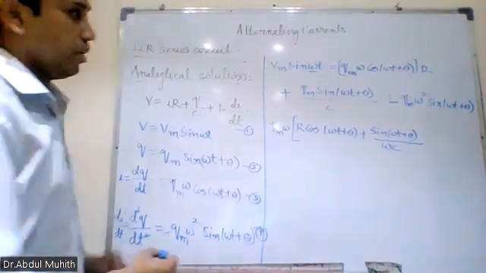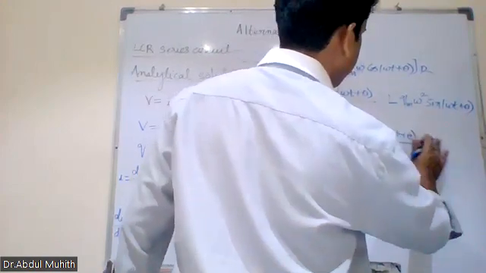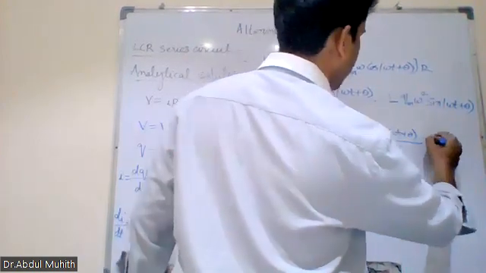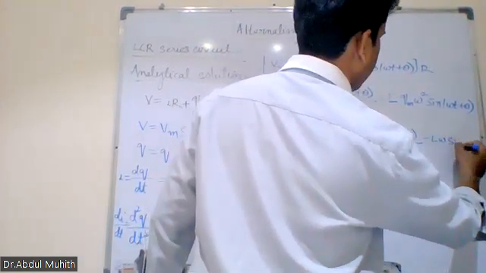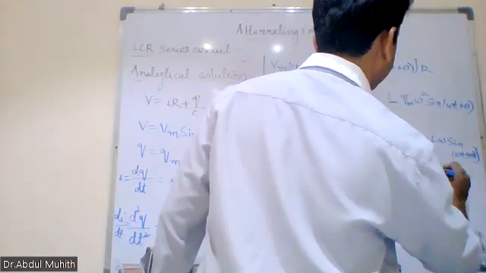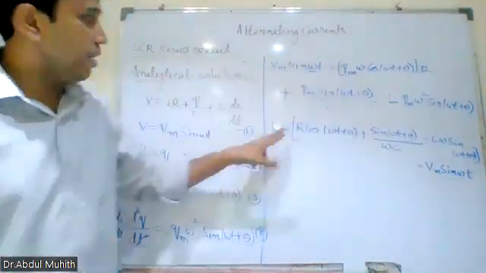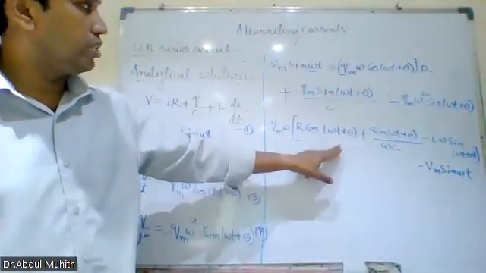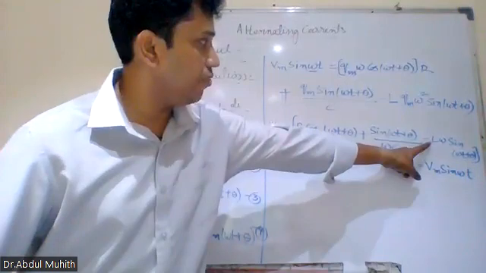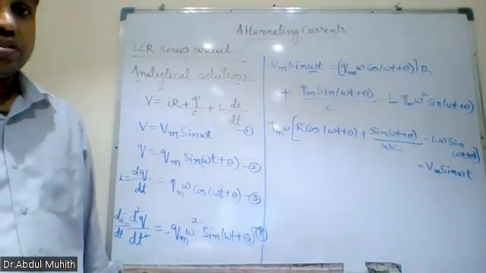Now the last term is minus L into omega, sorry, Qm into omega, so L into omega sine omega t plus theta. That is equal to Vm sine omega t. See, I have taken Qm into omega common, so I am left with R into cos. But this doesn't have omega, so I divided it with omega, and this has omega square, so I am left with L into omega. Is that okay?